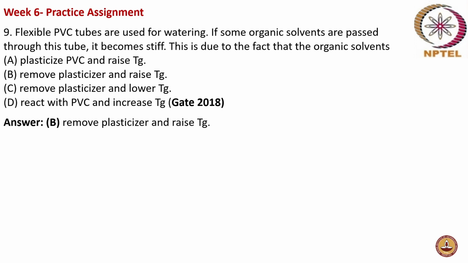Plasticizer helps in improving the flexibility of the material. It plasticizes, so the material becomes more flexible. Generally PVC is a rigid polymer. They add plasticizer to make it much more flexible, and then they make tubes for watering. But if instead of water you use some organic solvents, these solvents remove the plasticizer present in the PVC, making it more stiff, and also they raise the Tg. Okay, so this is the option.